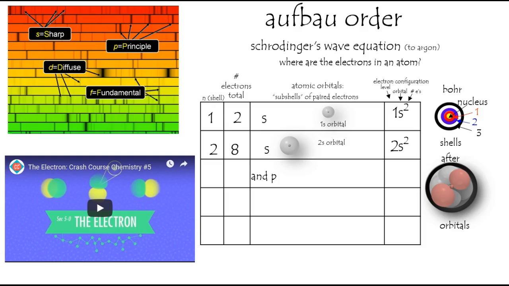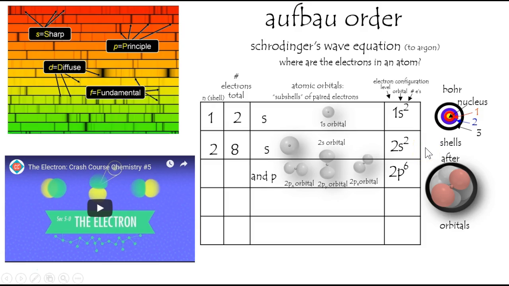Moving out to more detail in the second shell, there are 3 P subgroups, the P sub x, the P sub y, and the P sub z. All 3 of these can hold 2 electrons each. So we have now 6 more electrons. We call that 2p6, consisting of these 3 orbitals here. The electron configuration of neon is 1s2, 2s2, 2p6.